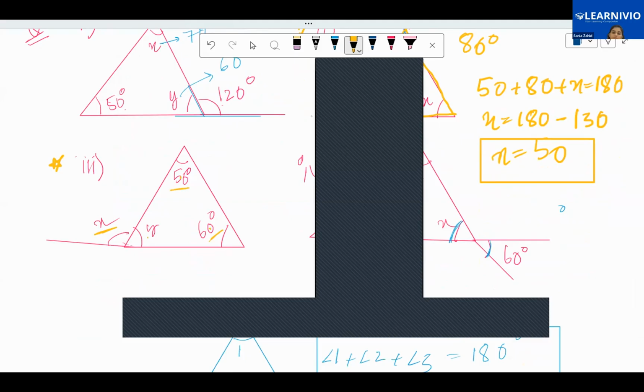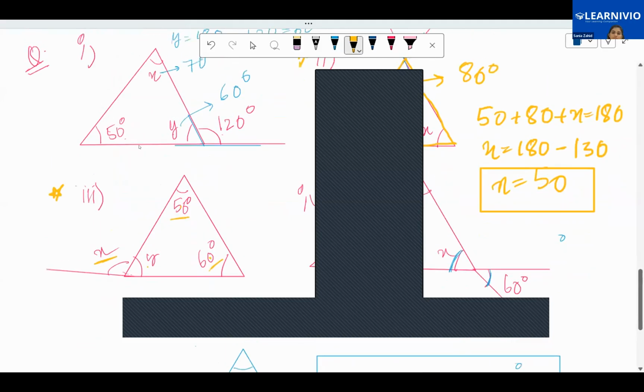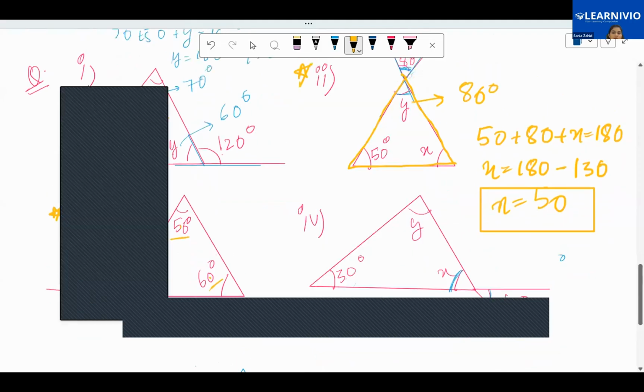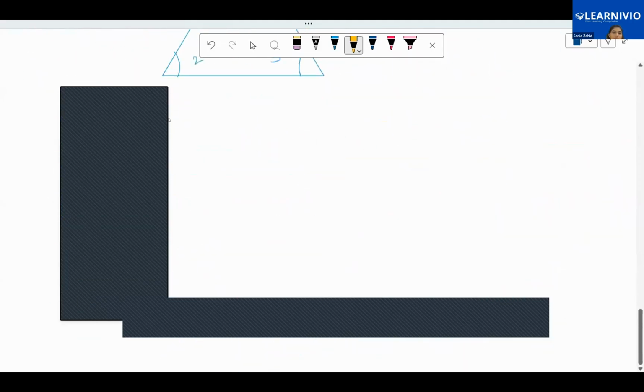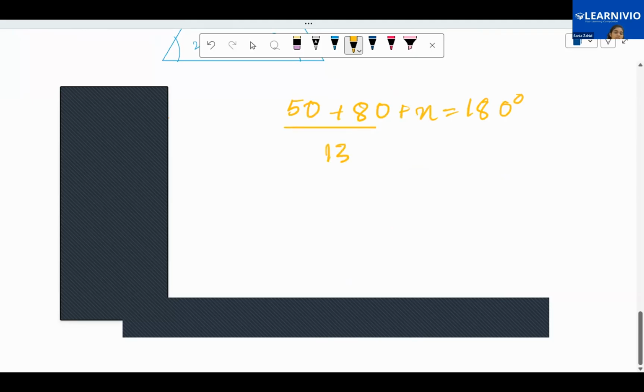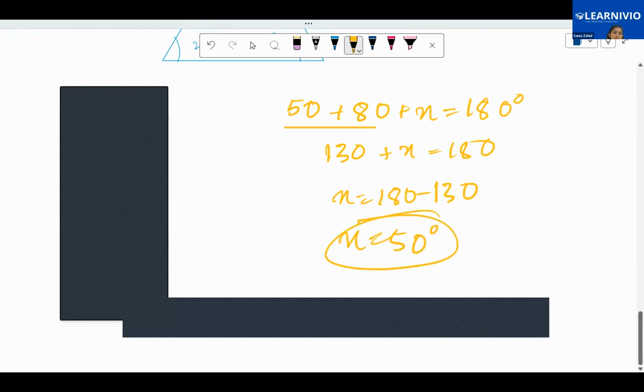But ma'am, in the second question, how 130 came? If I give you this equation, 50 degree plus 80 degree plus x gives you 180 degree, how will you solve this? You first do 50 plus 80, which is equal to 130, plus x gives you 180. So x is equal to 180 minus 130. So x is equal to 50 degree. Yes, ma'am.